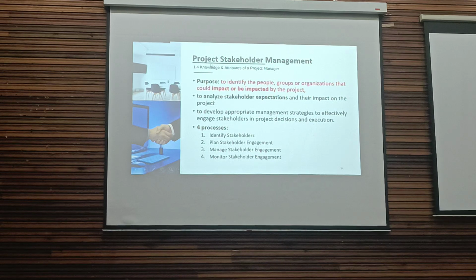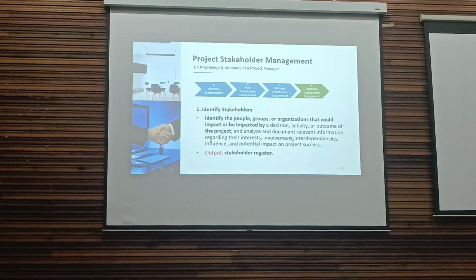For this stakeholder management, there are 4 processes: identify stakeholders, plan stakeholder engagement, manage stakeholder engagement, monitor stakeholder engagement. Identify stakeholders means identify the people, groups or organizations that could impact or be impacted by the project. After doing this, you should have a stakeholder register.